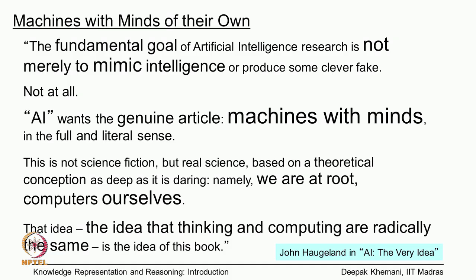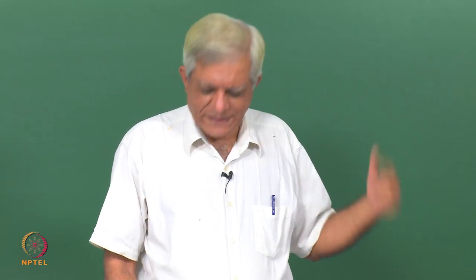And then he goes on to say that at the heart of this is a conception as deep as daring, that we are at root computers ourselves. So, that of course addresses the question of can machines be intelligent, and if you say that you are also a machine, then of course, you can be intelligent. So, the idea that thinking and computing are radically the same is the idea behind his book. His book is titled AI, the Very Idea. It is a philosophical outlook on AI, it is not a technical book, it will not give you the kind of algorithms that we will be studying, but it tries to answer questions like this.